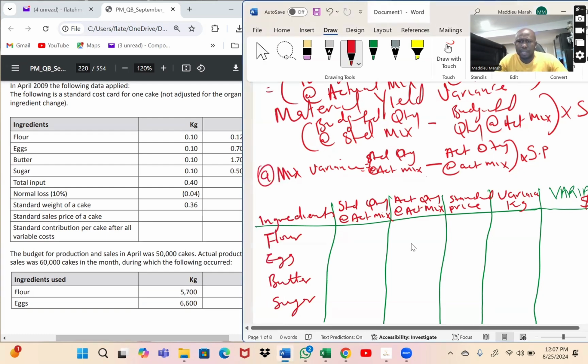Before we go to the question, look at the formula. I will start with my actual quantity at actual mix. I already have that figure. That figure will always be given to you in the exam. So I will start with my actual result. What's my actual quantity of actual mix? It's just the actual figures. So for flour, how much is my figure? 5,700 kg. This is my actual for flour. For egg, it's 6,600.